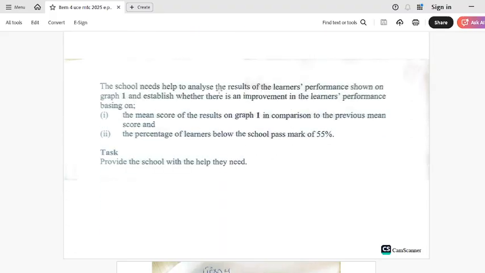The school needs help to analyze the results of the learners' performance shown on graph 1 and establish whether there is an improvement in the learners' performance, basing on Roman 1, the mean score of the results on graph 1 in comparison to the previous mean score, and Roman 2, the percentage of learners below the school pass mark of 55%. The task says provide the school with the help they need.